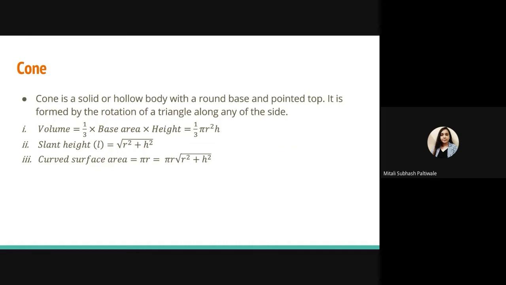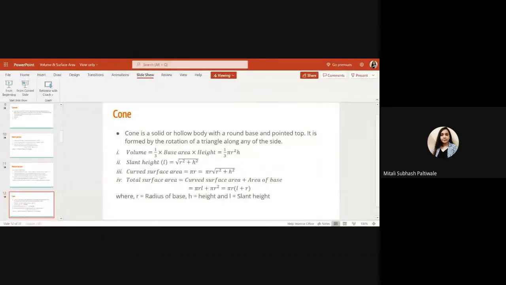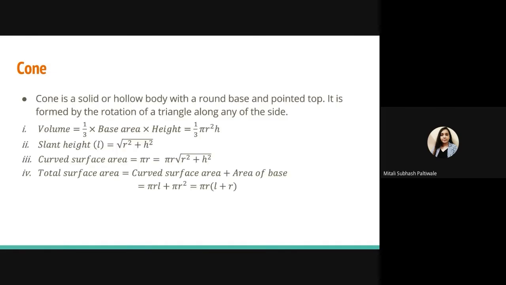Now, the curved surface area will be pi r l actually, which is equal to pi into r into l. Sorry, I'm unable to edit that. I don't know what exactly has happened, but please understand, the formula is pi r l, which is equal to pi r into root of h square plus r square.